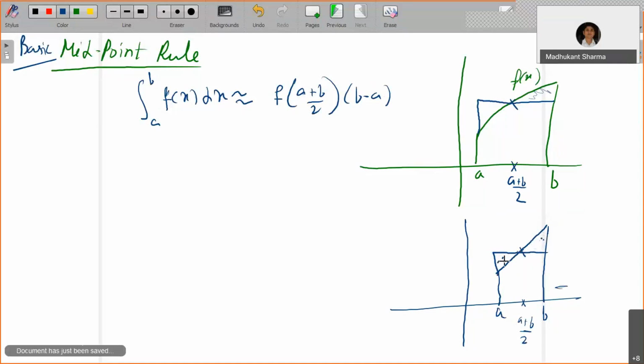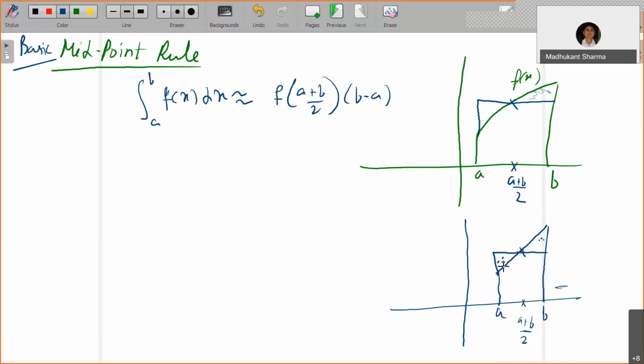So that area is covered here, because of the symmetry about the point (a plus b) by 2. So the area above this and this will be the same. This is the beauty of the midpoint rule.